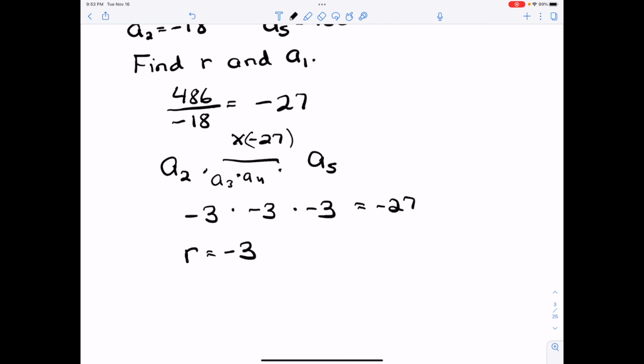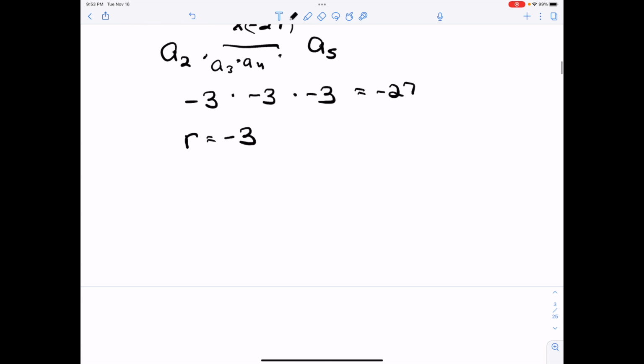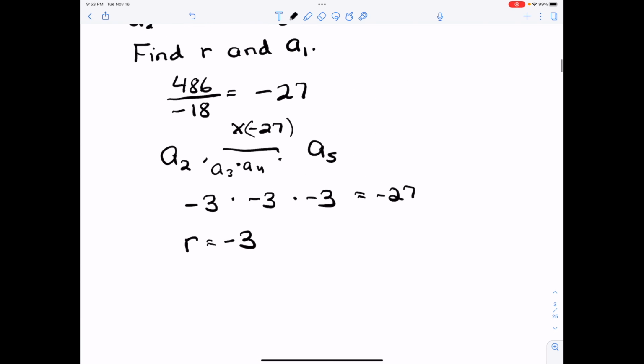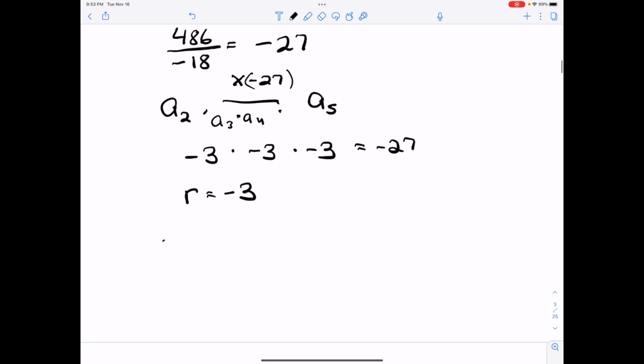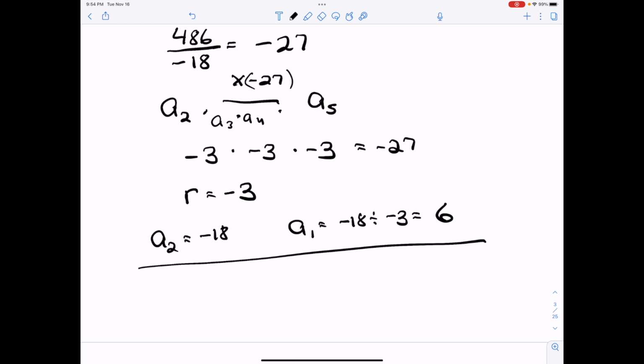So another way to think about that is I could go from a2 to a5, subtract 5 minus 2, I get 3. And then just take the cube root of whatever it was that was multiplied to jump from one to the other. So then they wanted a sub 1. Oh, well, if you know a sub 2 is negative 18, then a sub 1 can be negative 18 divided by negative 3, because you're going that other direction. So you get 6. That's one way to think about that.